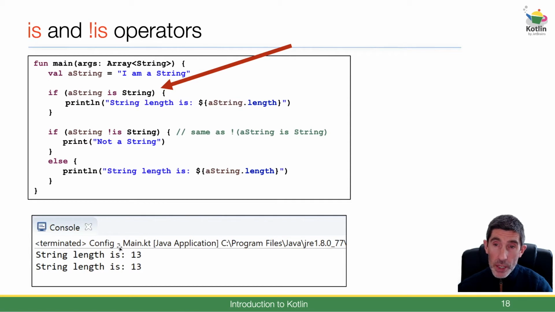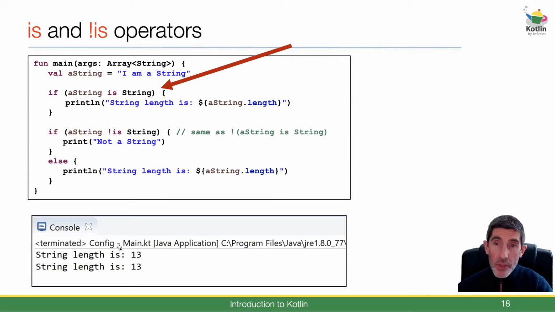Otherwise, we can say string length is whatever. So the first part, that if, will be true and we will get that printed. Second part, it's the else block that gets executed. So again, we're getting the same println statement that the string length is 13. Okay, so just using our is and not is operators for comparing, in this example, a variable to see if it is of a particular type. And that's relevant in terms of smart casts.